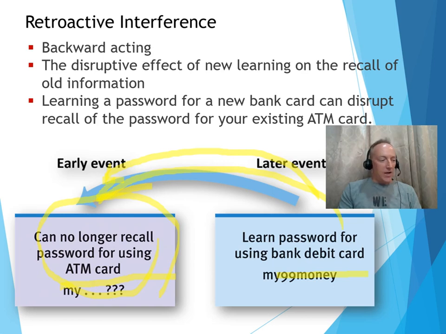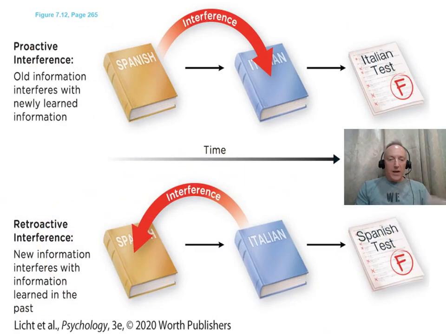That is what is known as retroactive interference. So you have this example of the two different types of interference. So studying for two subjects and then being tested on one of them. If something old is interfering with your retrieval of something newer, then that is proactive interference. If something newer is interfering with your retrieval of something you learned earlier, then that is retroactive interference.